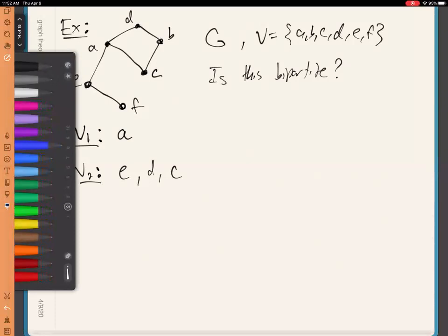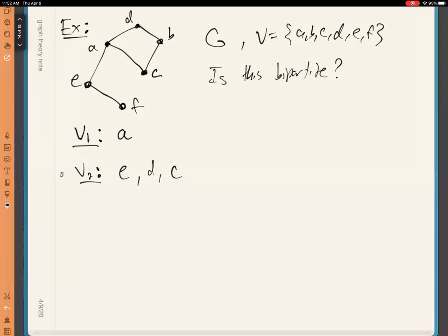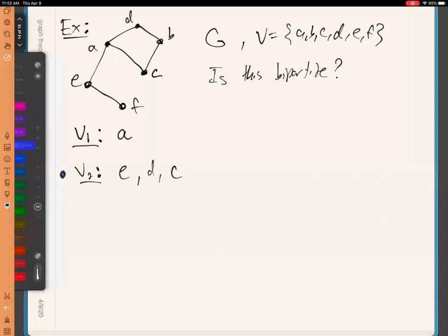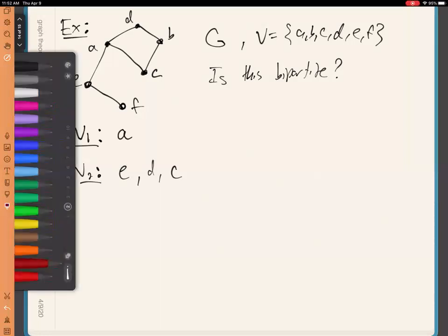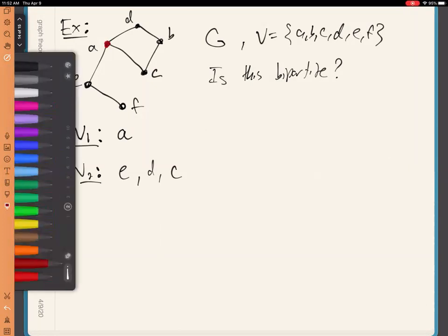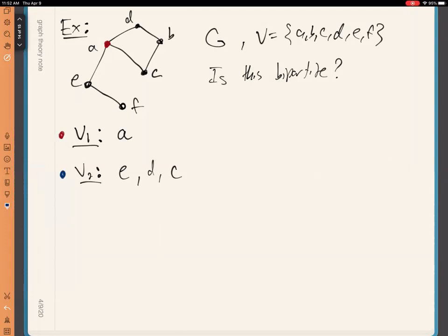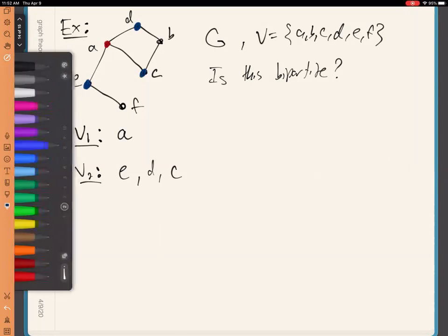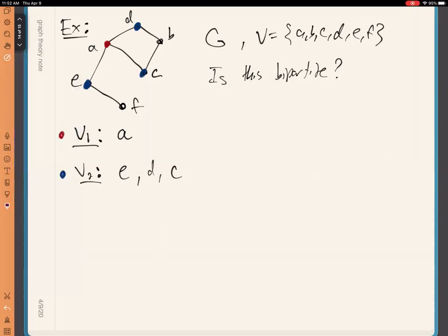And so one thing that's actually helpful is maybe I can color the vertices according to which collection they're in. So let me color them, let's say red if they're in V1 and blue if they're in V2. Right, so we're putting A in V1 and E, D, and C are in V2, right? And if you use this coloring, you can see that it helps understand what the partition should be, right?